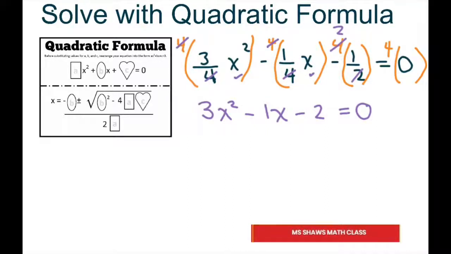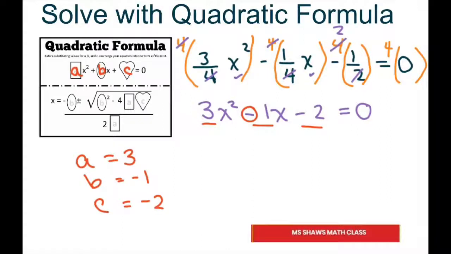Now it's in standard form, and we can write down our A, B, and C. So here's your A, B, and C. A equals 3, B, you take whatever's in front there, so B equals negative 1, and C is going to be negative 2. So what you're going to do is plug all these in. B is negative 1, A is 3, and C is negative 2, A is 3. So we're going to plug that in and then simplify.